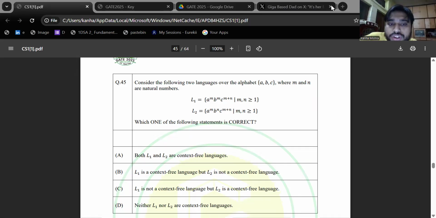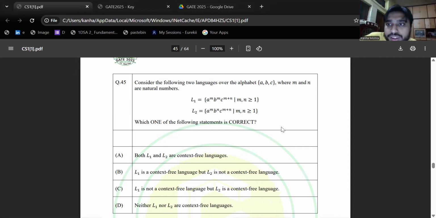Hello everyone, let's solve GATE paper CS1 question 45, 2025. Consider the following two languages over the alphabet A, B, C, where M and N are natural numbers. L1 is equal to A to the power M, B to the power N, C to the power M plus N, where M and N are greater than or equal to 1. L2 is equal to A to the power M, B to the power N, and C to the power M plus N.